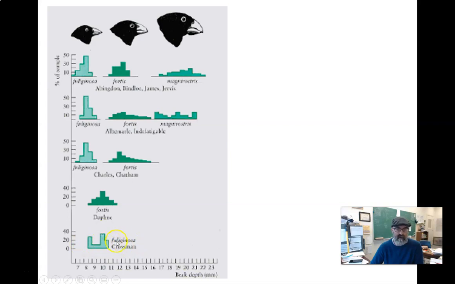So when they don't have to compete with their big brother here, fortis, they are released from competition and natural selection leads to a change in the genetics. Classic evolution, niche, competition, it's all there in this story. I love that story.